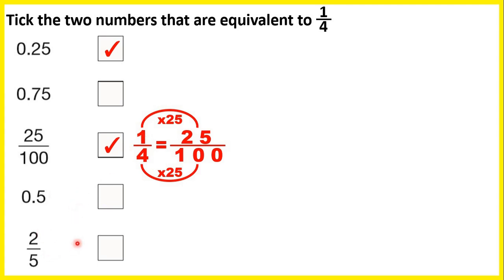And 2/5 is not equivalent, because to find equivalent fractions, we can use multiplication like we've done here, or division, but we can't use addition. We can't say 1 plus 1 is 2, 4 plus 1 is 5, so they're the same. That's wrong, because to find equivalent fractions, we need multiplication or division, not addition.